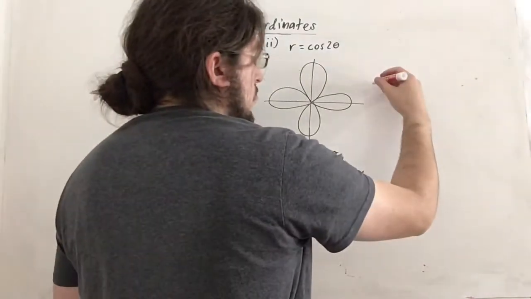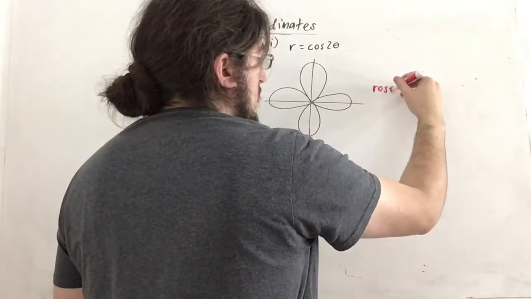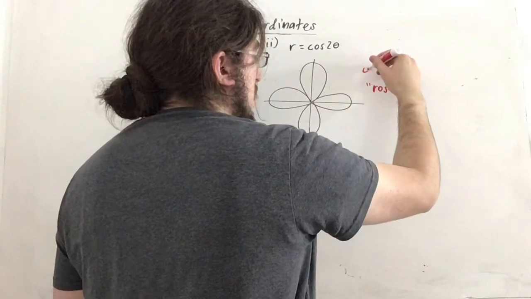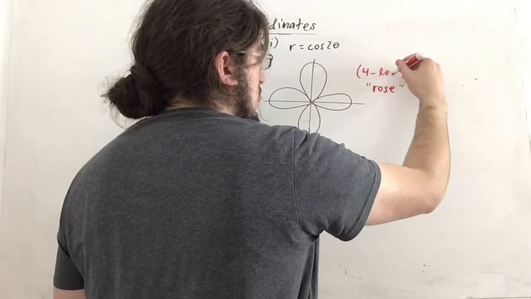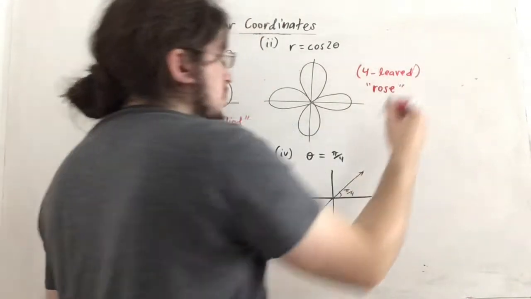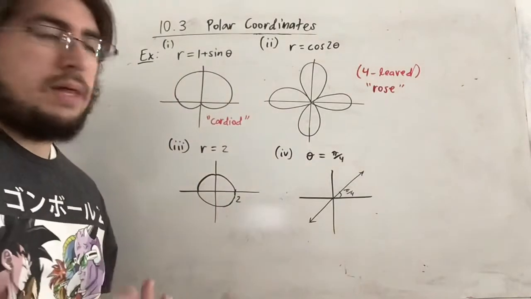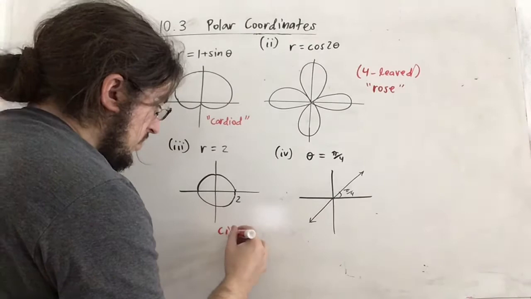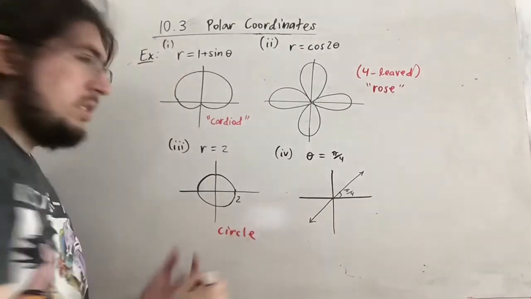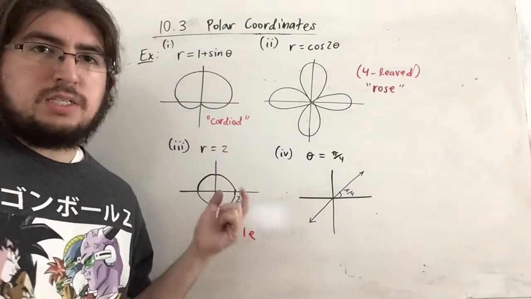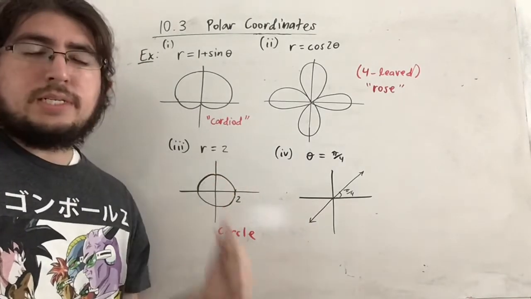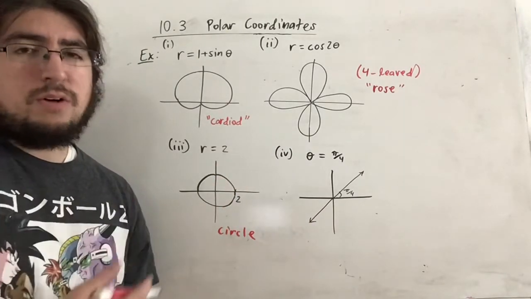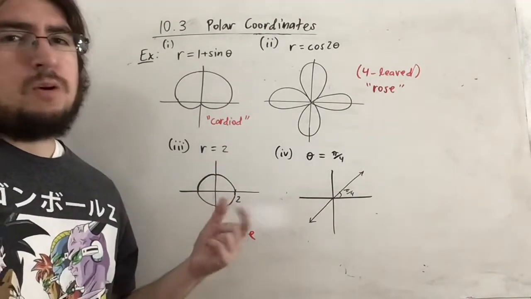This shape is called a rose. In particular, this is a 4-leaved rose. It doesn't really look like a rose, but that's just what it's called in mathematical terms. And this, of course, is a circle. So r equals a number, like I mentioned earlier, is just a circle of that radius, centered at the origin. If you want a different center, then the equation will look a little different.